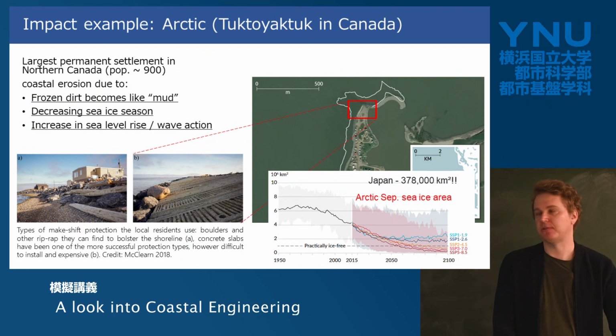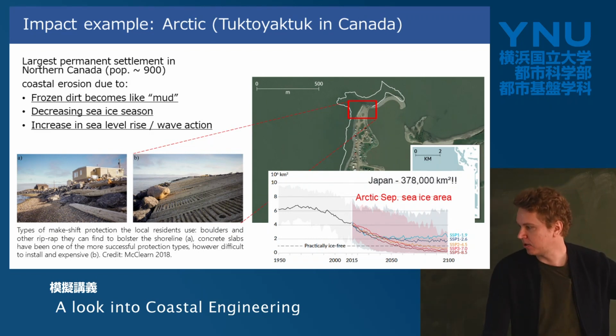So what are some of the impacts from this? One example is the Arctic. Arctic is one of the places that feels the climate change effects the most. And we can see this, and it has been happening for years now, from coastal erosion. And one example of this is a small port hamlet called Tuktoyaktuk in northern Canada. And it's facing the Arctic Ocean. And they have lots of problems with erosion and sea level rise in there as well.